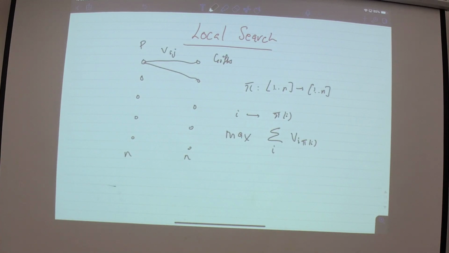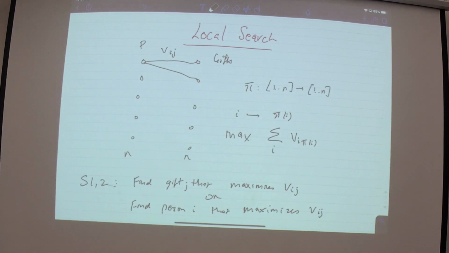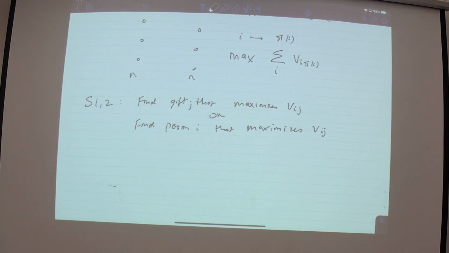I guess the converse could also be: take a person and find the gift that makes them the most happy. Either of these. Right, so you can go either way. Okay, so we'll define our first strategy. Let's call it S1 and 2: find gift j that maximizes V_ij, or find person i that maximizes V_ij. Right? Okay. Well, you know the drill now.